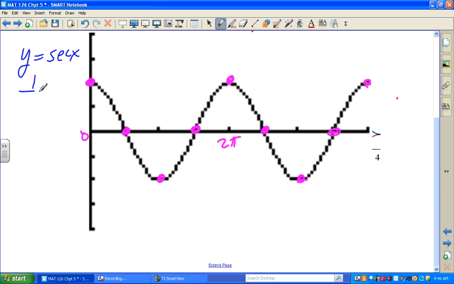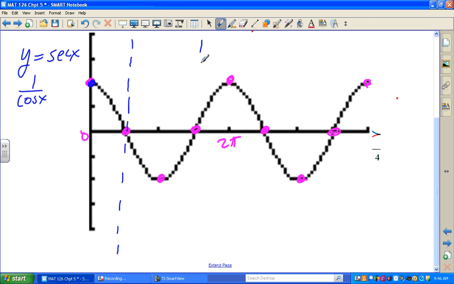What is 1 over 1? That's the reciprocal. Very good. What's the reciprocal of 0? What is 1 over 0? Undefined, and graphically speaking, that means it is an asymptote. So wherever there's 0, there's none.